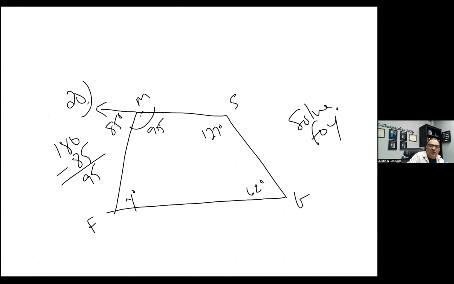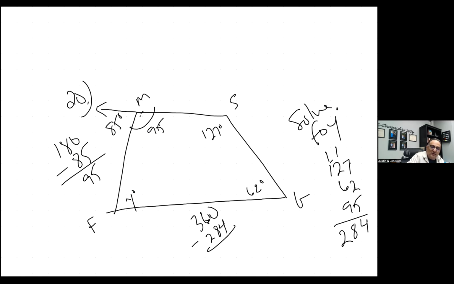Okay, so I'm going to go 127, 62, 95. 7, 8, 9, plus 5 is 14, 6, 7, 8, 9, and 9 is 18, 1, 2, 284. 360 minus 284: 10 minus 4 is 6, 15 minus 8 is 7, 2 minus 2 is 0. If you said 76 degrees, you are absolutely correct, Mundo.